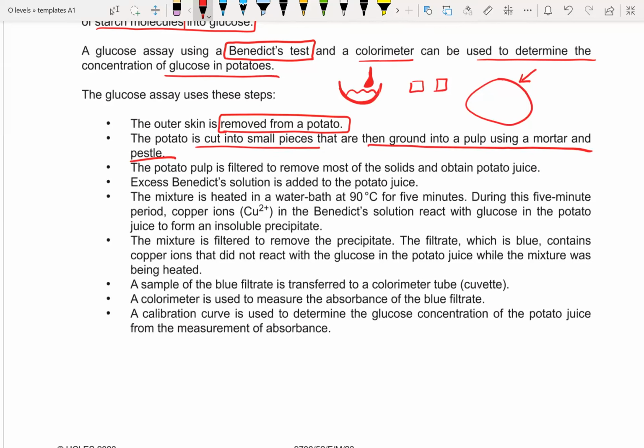This potato pulp is filtered to remove most of the solids and obtain potato juice. So now we are obtaining potato juice out of it. An excess Benedict solution is added to potato juice. Now we're adding a lot of Benedict solution to the juice.